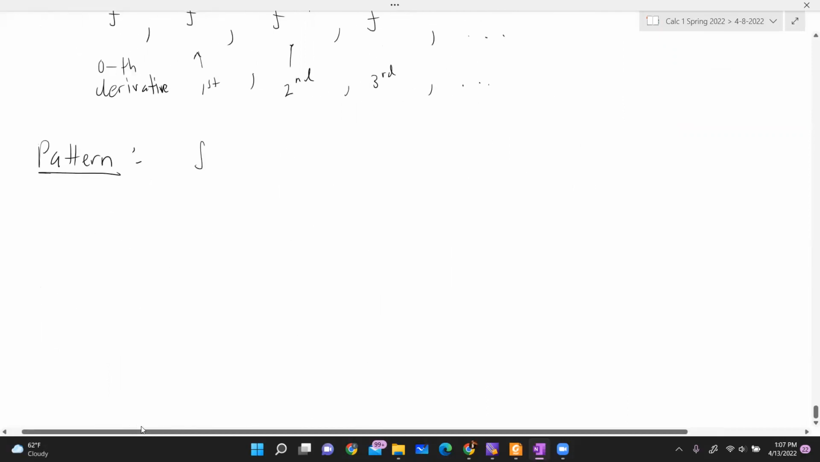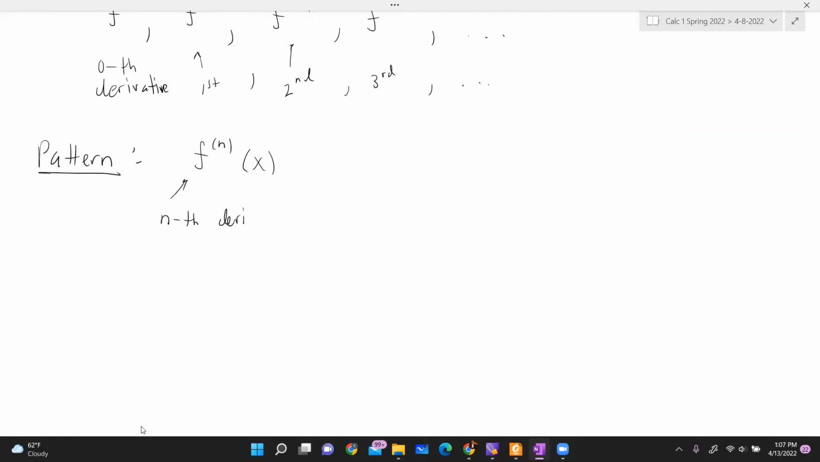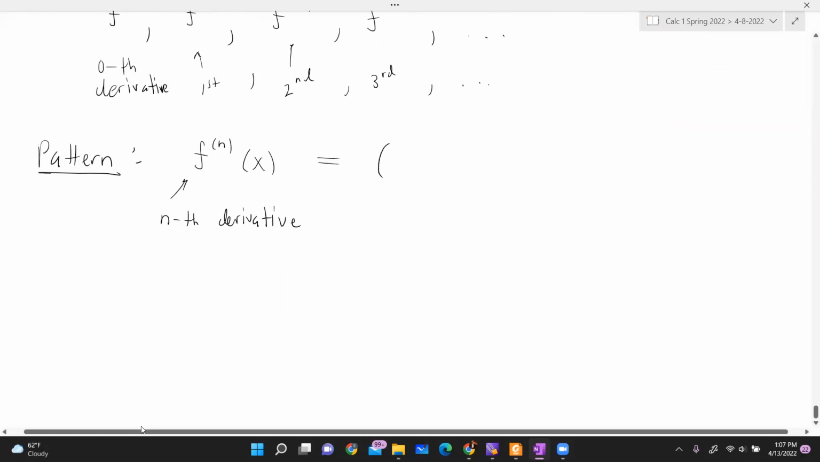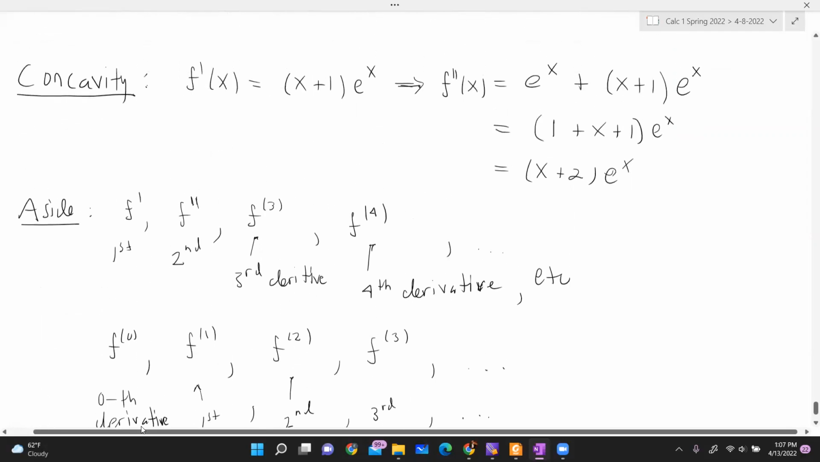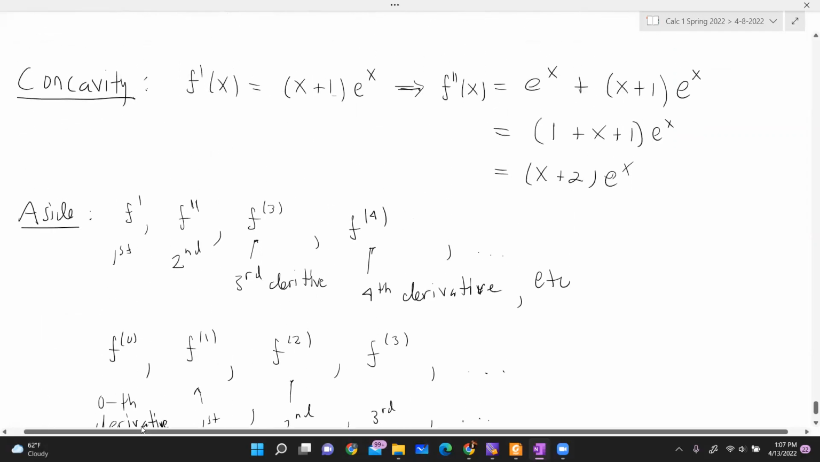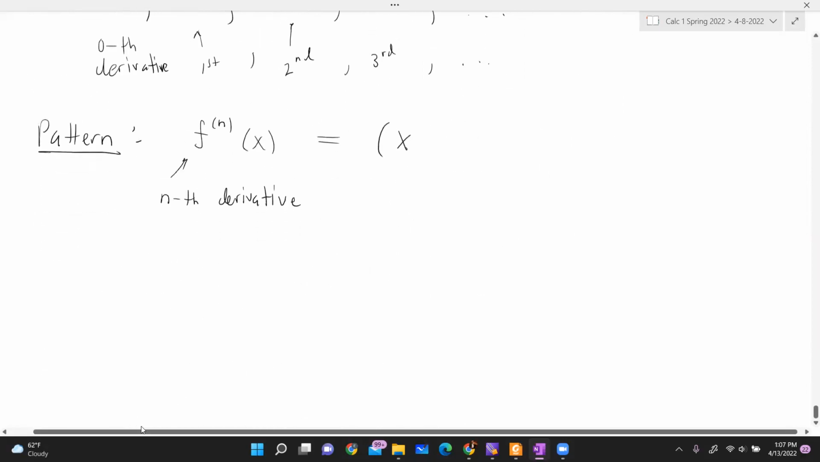So if you continue to take higher derivatives, I think what you'll find is that the nth derivative, so this is the nth derivative, this is kind of going down a rabbit hole, but it's important to mention, the nth derivative is going to actually just be given by x plus n, times e to the x. You can see, the first derivative we had a 1, the second derivative we have a 2, so the nth derivative would just be given by this.